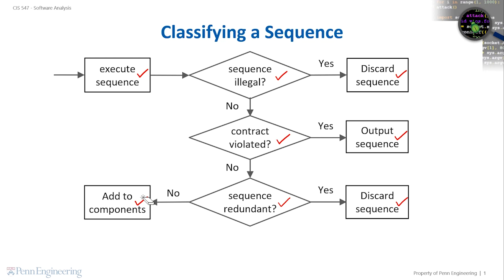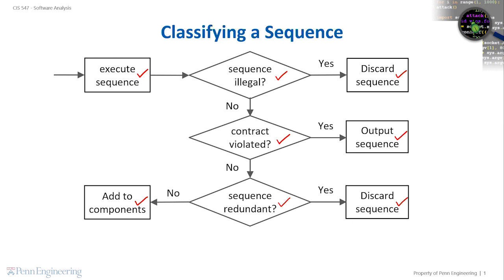Otherwise, it adds the sequence to the set of components. The first two checks ensure that such a sequence does not violate any precondition or any postcondition. There is no point in extending such a sequence any further. The third check ensures that such a sequence results in a program state that has not been seen before. It is not necessary to extend such a sequence further, as its effect has already been captured by some other sequence already in the set of components.